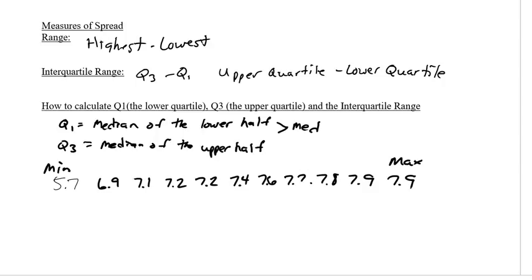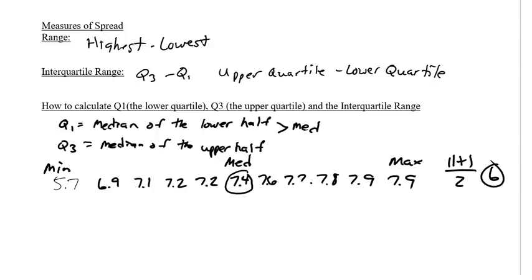So 11 plus 1 divided by 2, 12 divided by 2 is 6. The sixth number is the median. So 1, 2, 3, 4, 5, 6. So 7.4 is the median. Now, had I gotten two middle numbers like 6.5, then I would take the 6th and the 7th one, because 6.5 is between 6 and 7, and I would average them.